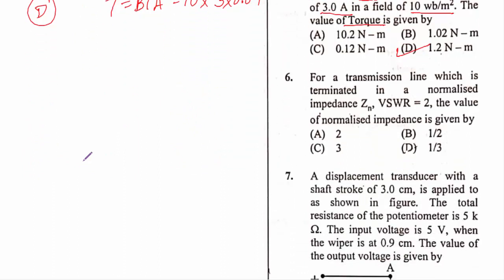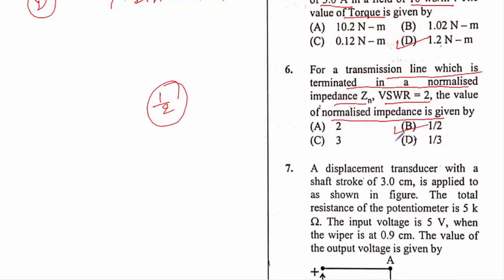Sixth question what they are given is, for a transmission line which is terminated in a normalized impedance Zn, they have given VSWR which is equals to 2. The value of the normalized impedance is given by 1 by 2. Just reciprocate it. You will be getting the answer, that is option B is going to follow.